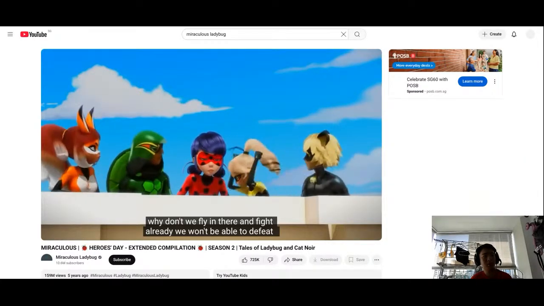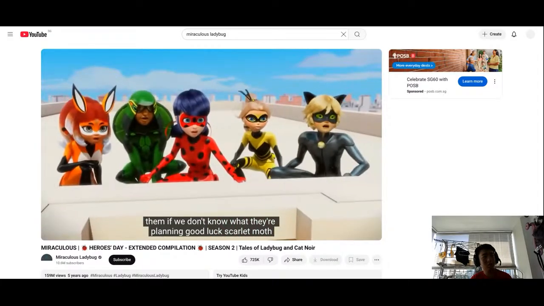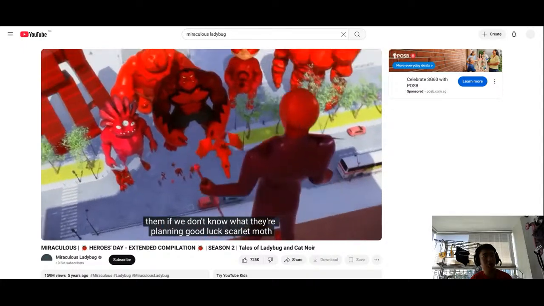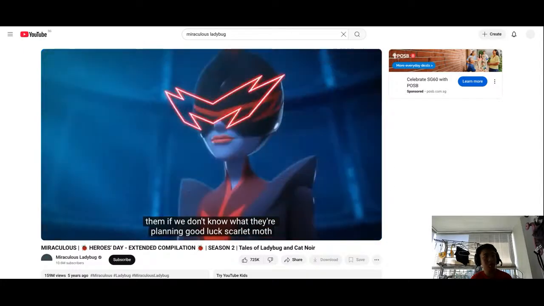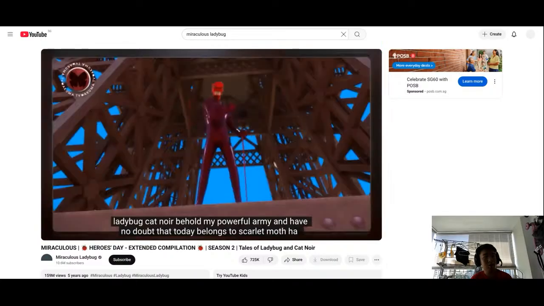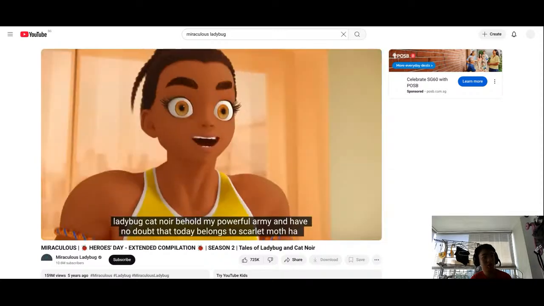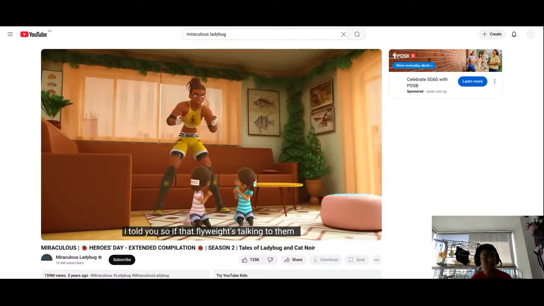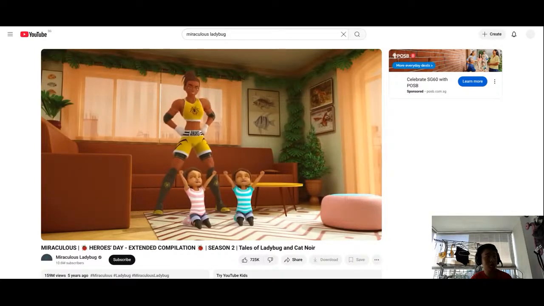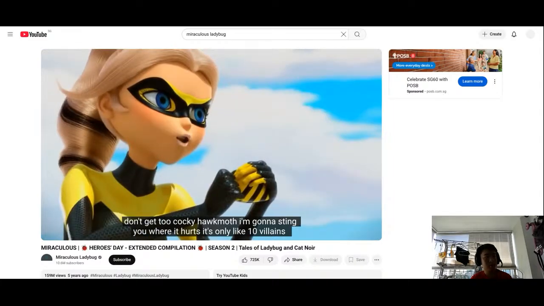Why don't we fly in there and fight already? We won't be able to defeat them if we don't know what they're planning. Good luck, Scarlet Moth. Ladybug, Cat Noir, behold my powerful army, and have no doubt that today belongs to Scarlet Moth. Ha! I told you so! If that flywait's talking to them, it means that Ladybug and Mr. Whiskers are still around on the good guys' side. Yay! Ladybug! Don't get too cocky, Hawkmoth. I'm gonna sting you where it hurts.